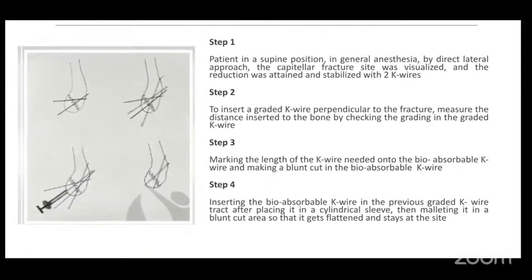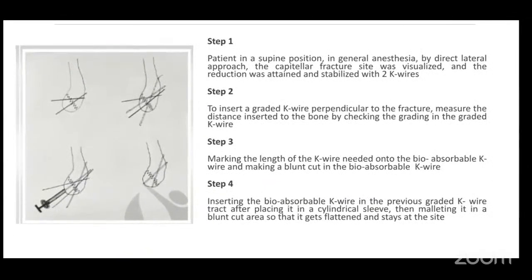Then we should measure exactly how big the fragment is, and there is a K-wire which has incremental markings over it, available with the biodegradable K-wires. So you can measure with the K-wires. That's step 2, and these K-wires should be perpendicular to the fracture. Step 3 is we have a sleeve on the top in which you can keep the graded K-wires, and you can remove it and put the biodegradable K-wires. So these are the 4 steps which you should take care of. First you should reduce it and fix it with a normal K-wire. You should remove the normal K-wires and put the graded K-wires. With the graded K-wires, you know exactly how much length of the biodegradable K-wire is needed.